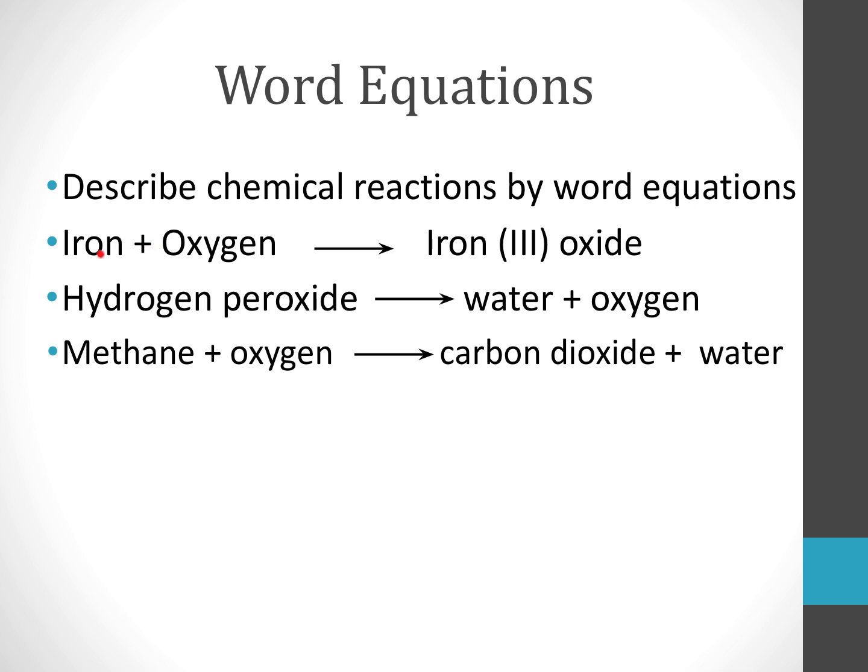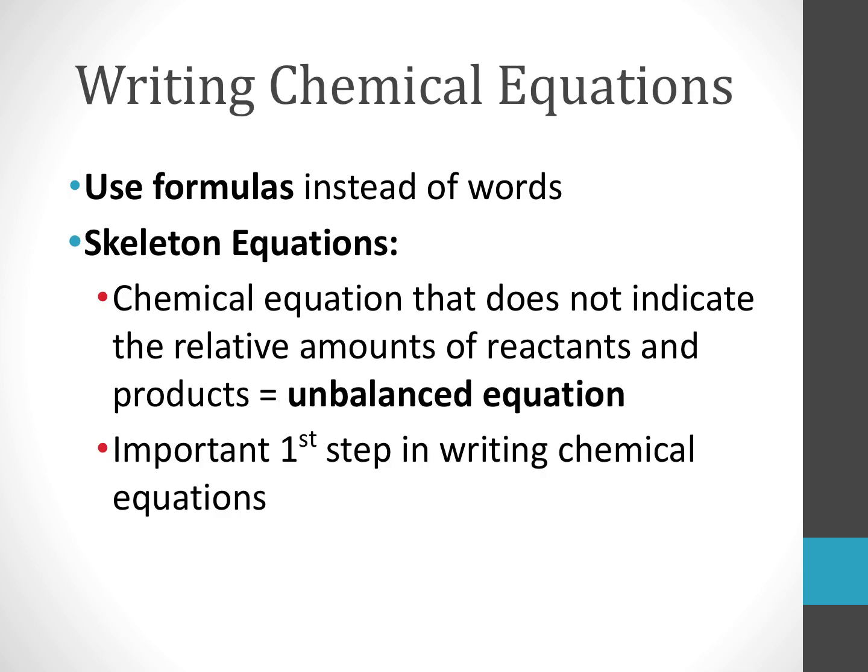So an example for rust would be iron plus oxygen yields iron 3 oxide. Another example, hydrogen peroxide breaks down into water and oxygen. Or maybe a combustion reaction, methane plus oxygen gives us carbon dioxide and water. Okay. So we can always use words to describe reactions. However, is it easier to write hydrogen peroxide or H2O2? Okay, H2O2. So when we write chemical reactions, we'll use the formulas.